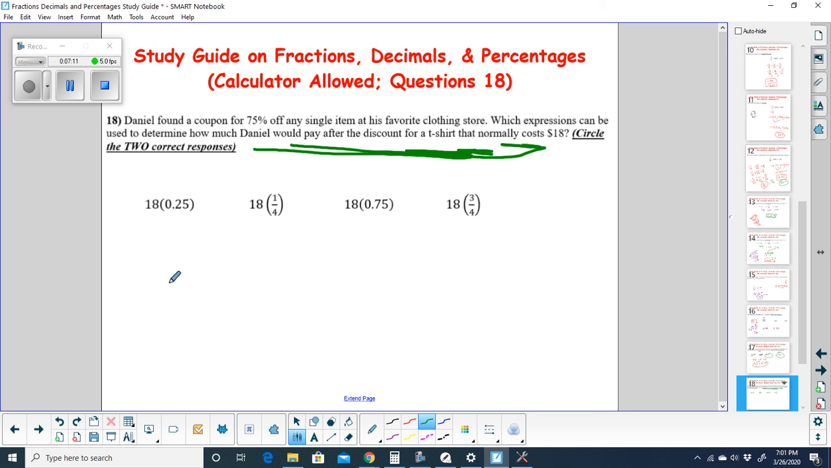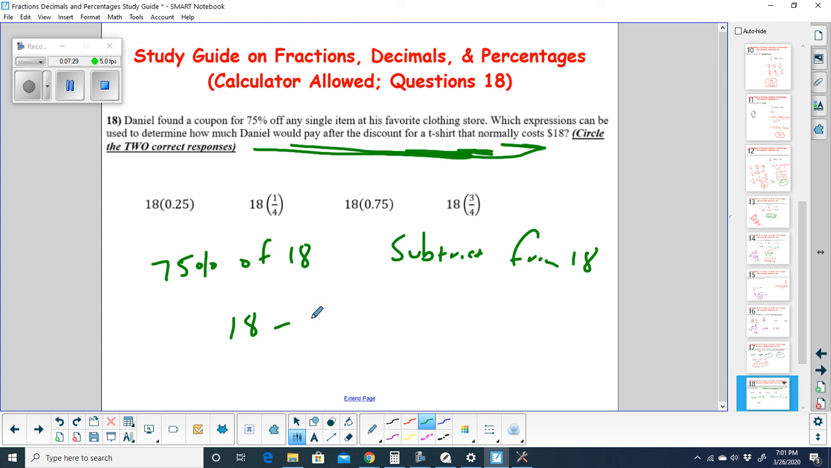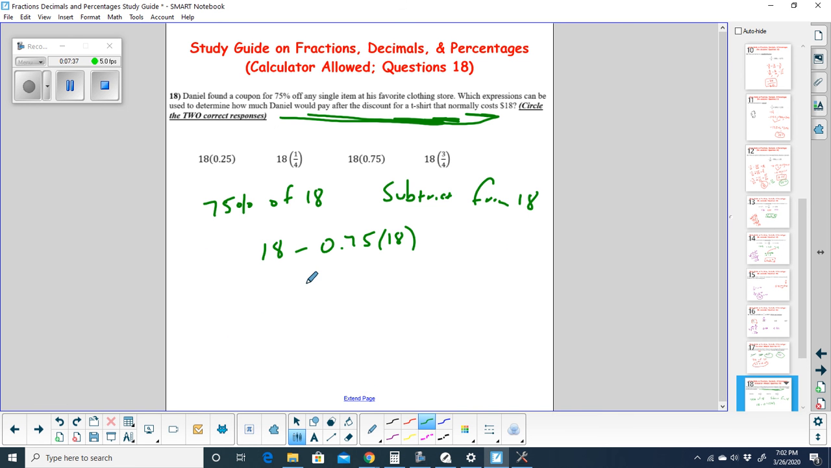So I want you to think about something for a second. There's a couple ways of thinking about it. First of all, you can find 75% of 18 and then subtract from 18, right? So it would be 18 minus 0.75 times 18, which is going to get you your final answer. But none of these up here are that answer. So let's think about this. First of all, 18 times 0.75 and 0.75 times 18, these two are essentially the same.